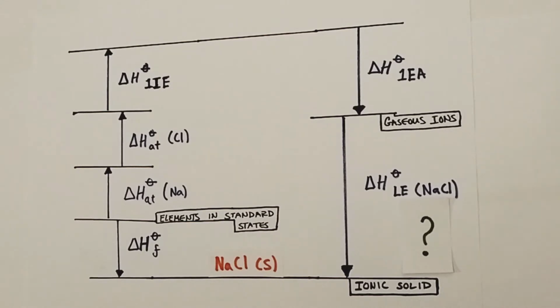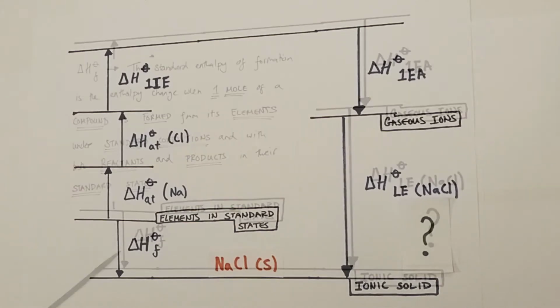So I'm going to take you guys through some definitions of what each of these enthalpy changes actually are, because they're important for the A-level syllabus. Then I'll take you through how to use a Born-Haber cycle to calculate our missing enthalpy change of lattice formation, or as I'll call it from now on, lattice enthalpy, and how that calculation works.